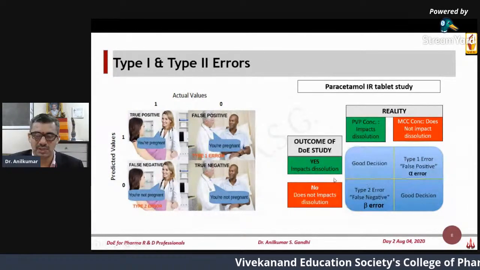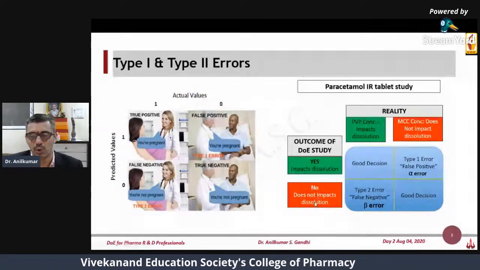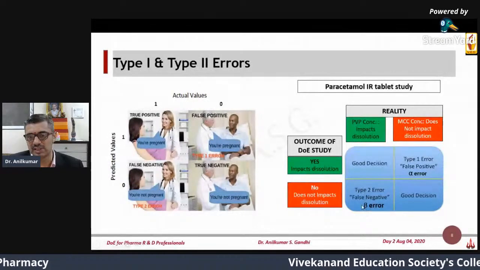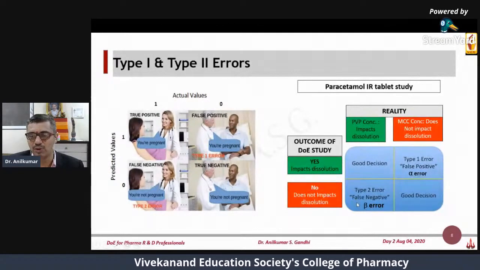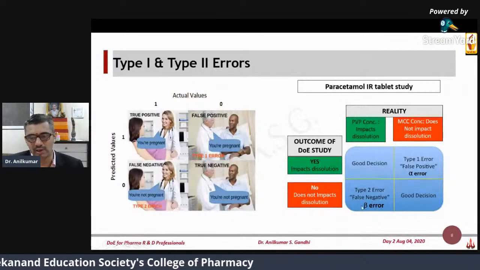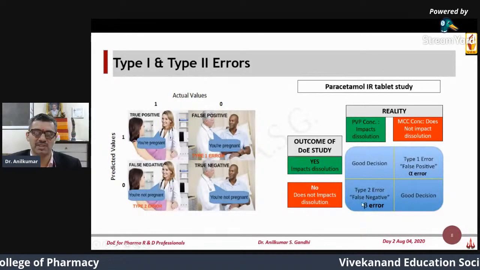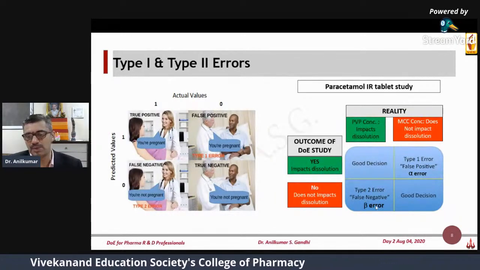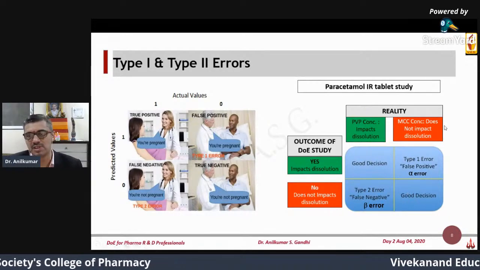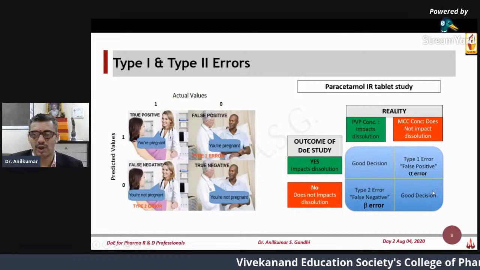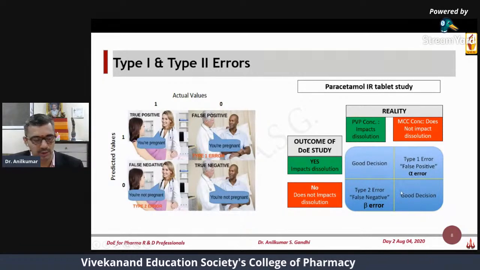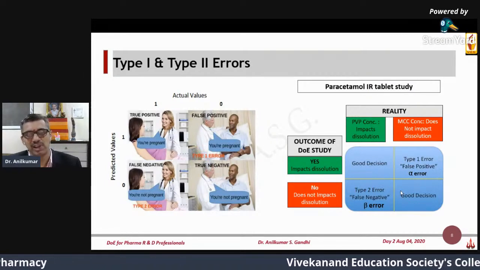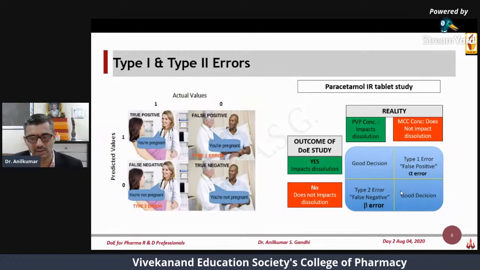Now, if you take the second outcome, no, that means the factor does not impact dissolution. If you say no for PVP, then you are committing a beta error, or type 2 error, which is the false negative, because you know that PVP is supposed to impact dissolution, but your data or your analysis says no. So that's the beta error. But if you say the MCC does not impact, that's a good decision. So again, this whole aspect of explaining type 1 and type 2 error in a little detail is to explain to you the concept of alpha error and beta error.